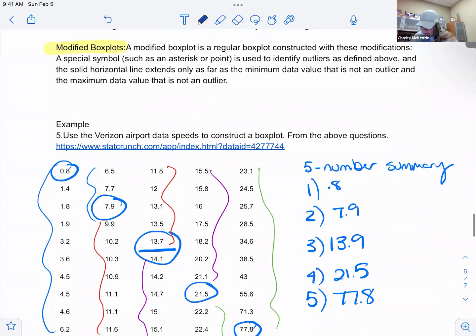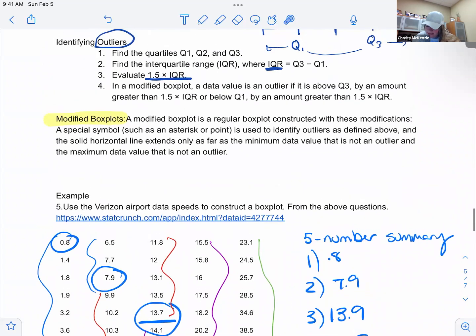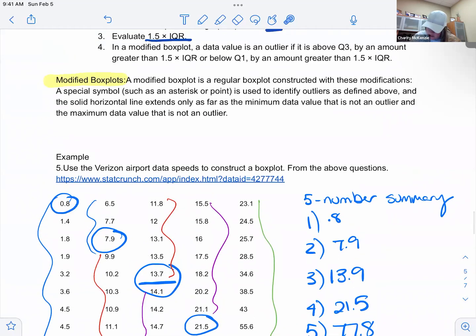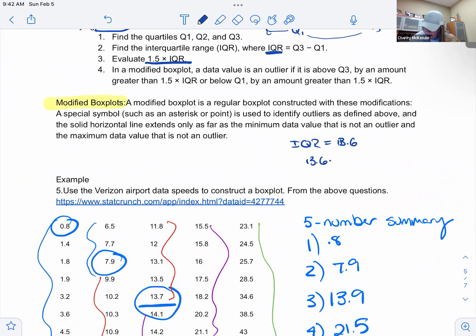So for this data set that we have here, we can take the two values that are our Q1 and Q3, and we'll subtract those. So 21.5 minus 7.9. That is the interquartile range. I'm going to write that here. That's an IQR of 13.6. If I multiply that 13.6 by 1.5, I'm going to get 20.4.